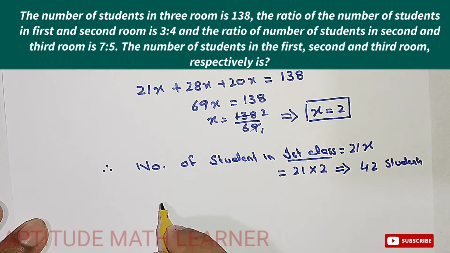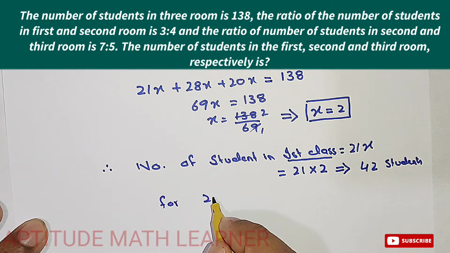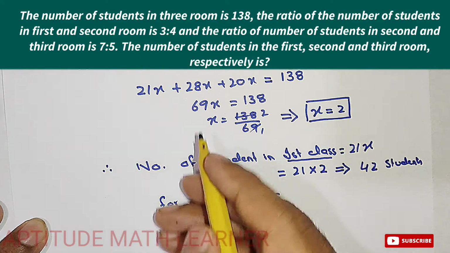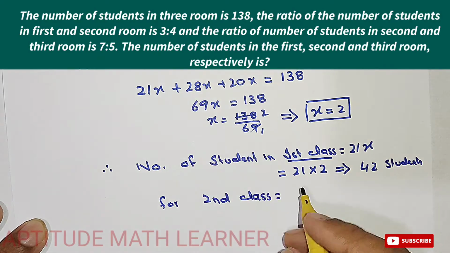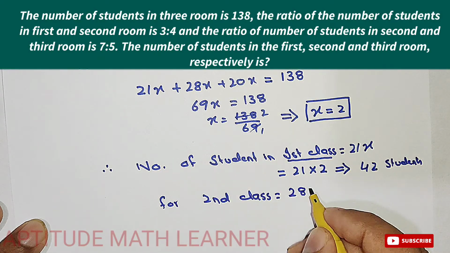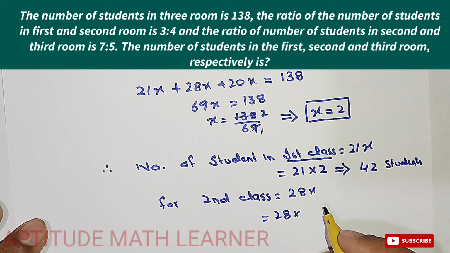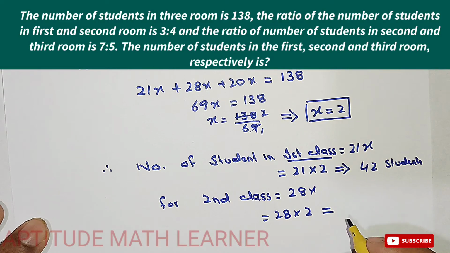And for the second class, in the ratio we have 28x. This becomes 28 multiplied by x, and the value of x we have is 2. So 28 multiplied by 2 is 56 students.